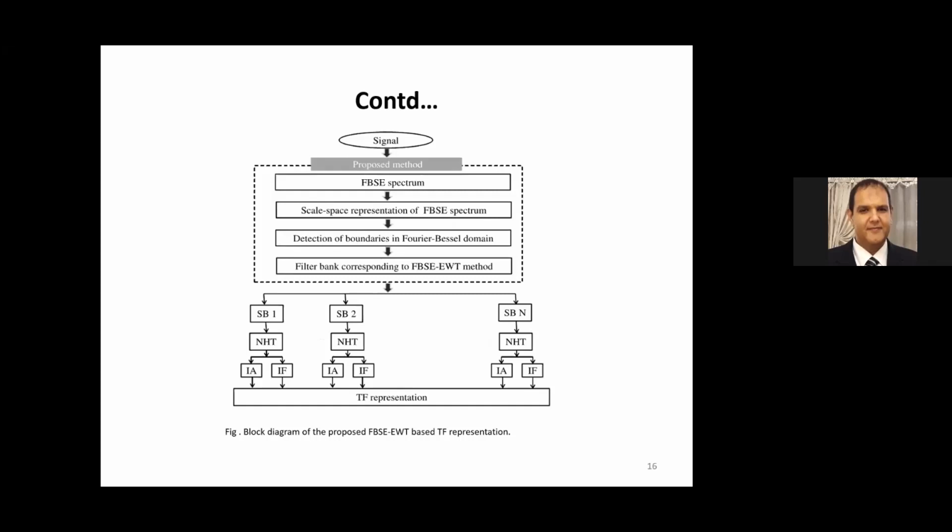We have the signal, then the FBSE spectrum, then we use scale space representation of the FBSE spectrum, then we detect boundaries in the Fourier-Bessel domain, then we determine the filter bank corresponding to the FBSEWT method, and then we have separate subbands. After that we apply the Hilbert transform. In this work we have used the normalized Hilbert transform, which is better than the Hilbert transform for obtaining instantaneous amplitude and instantaneous frequency of these subbands. And then the arrangement of these instantaneous amplitudes and instantaneous frequencies provides us a time frequency representation, which is better than the existing time frequency representations.